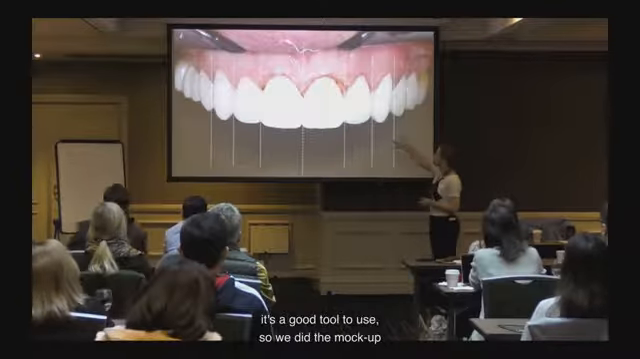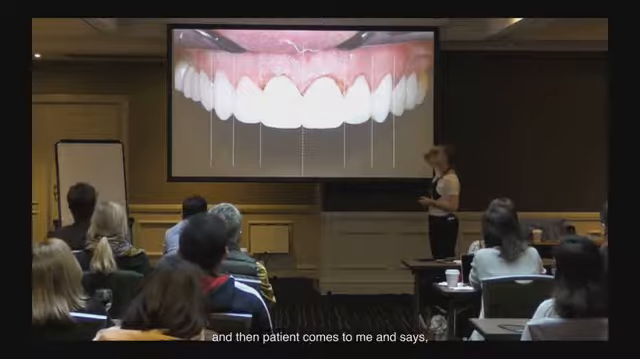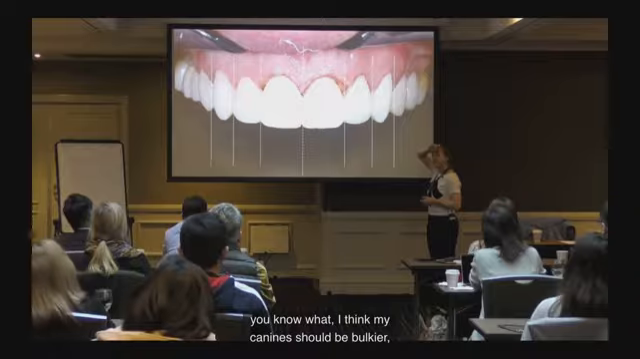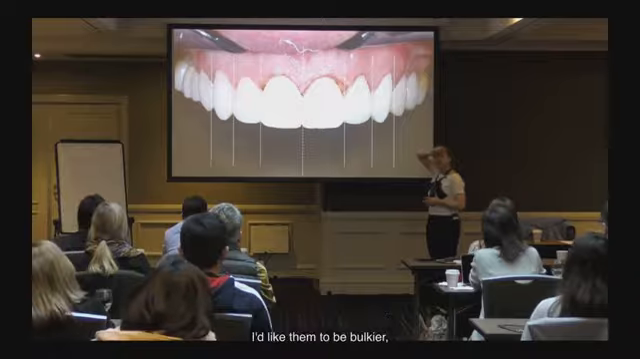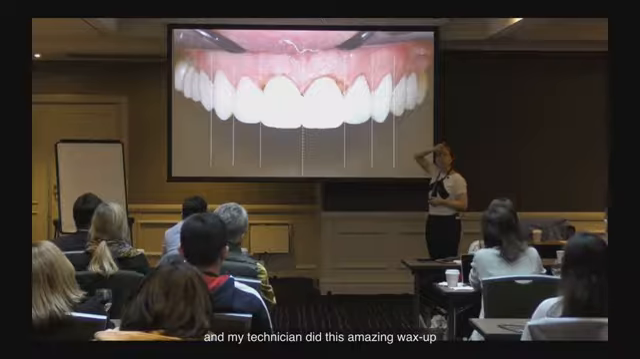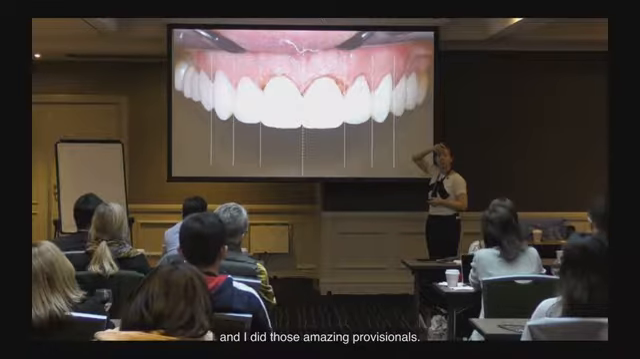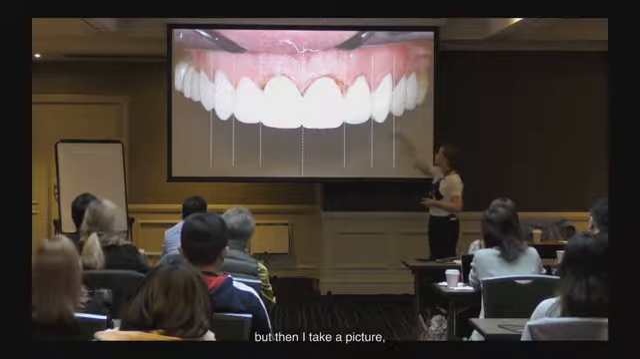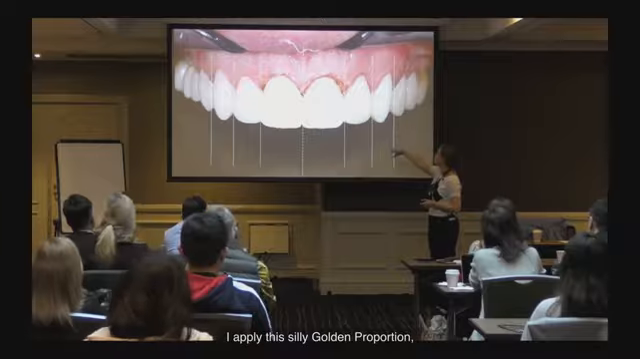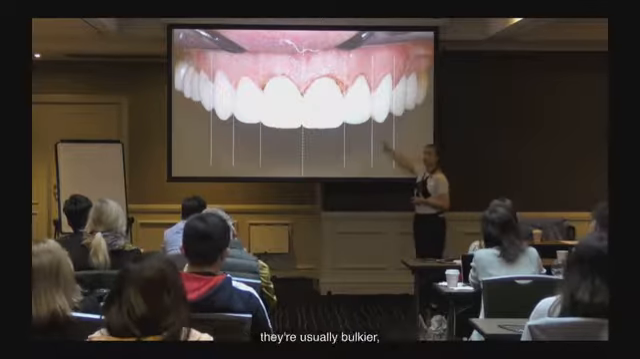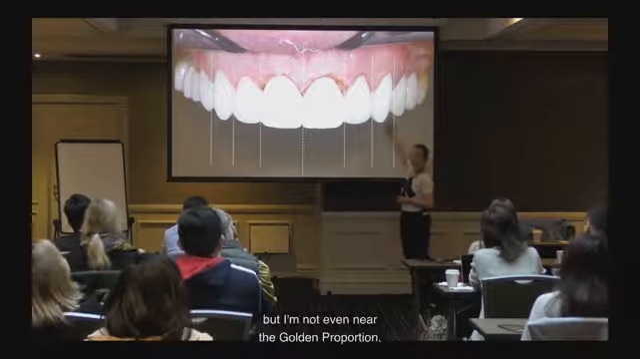So we did the mock-up and we put provisionals on, and then the patient comes to me and says, you know what, I think my canines should be bulkier. I would like them to be bulkier. And my technician did this amazing wax-up, and I did those amazing provisionals, and I just want to say, no, you're stupid, you don't understand how teeth should look. But then I take a picture, I apply the silly golden proportion, and we know that canine doesn't fit it. They're usually bulkier, but I'm not even near the golden proportion.